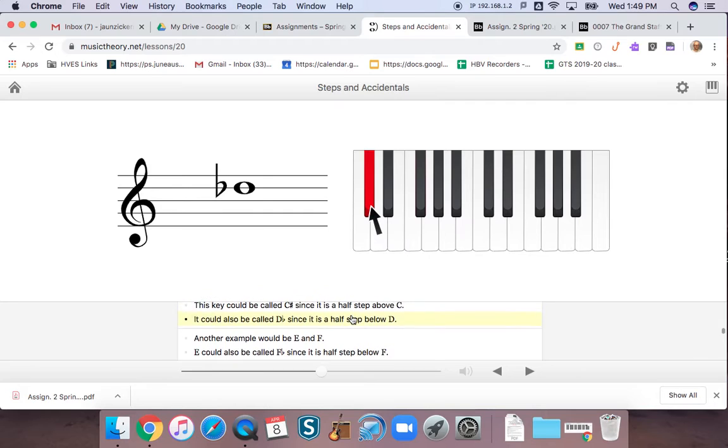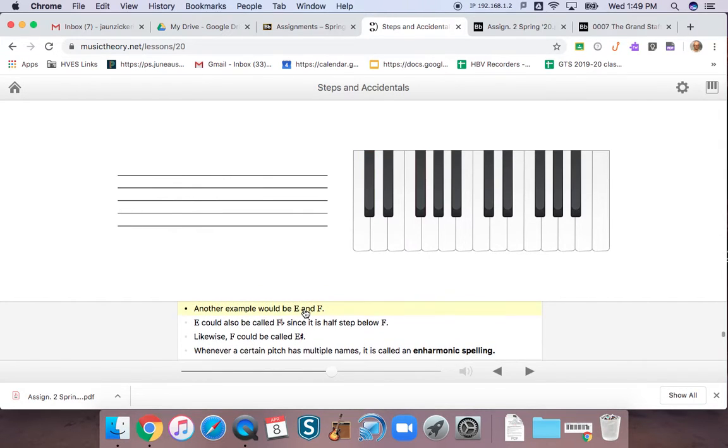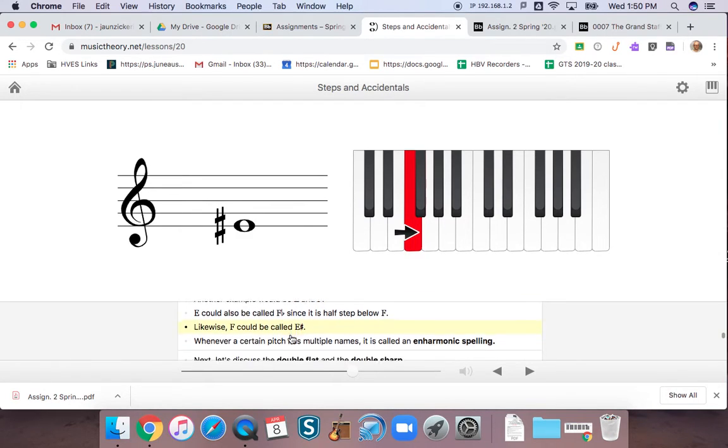And again, this is just an introduction. Another example would be E to F. E and F are the two white keys that are right next to each other. E would also be called F flat since it's a half step below F. That's kind of confusing right now, so I'm just going to skip over that for now. Likewise, F could be called E sharp. That's because there's no black key between these two notes, E and F. So that's an E, otherwise known as F flat. This is an F, otherwise known as E sharp. Kind of complicated, so we'll leave that one on the back burner.